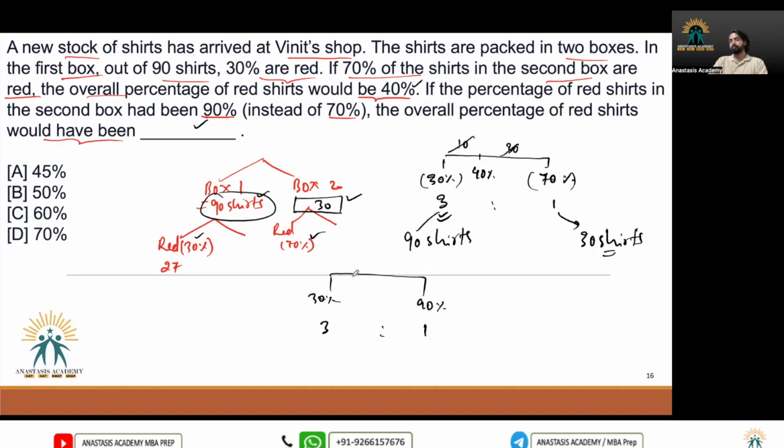So it becomes 45%. This is 50 and this is 45. So the ratio is 1:3, so the overall percentage of red shirts would have been 45%. The correct answer is option A.